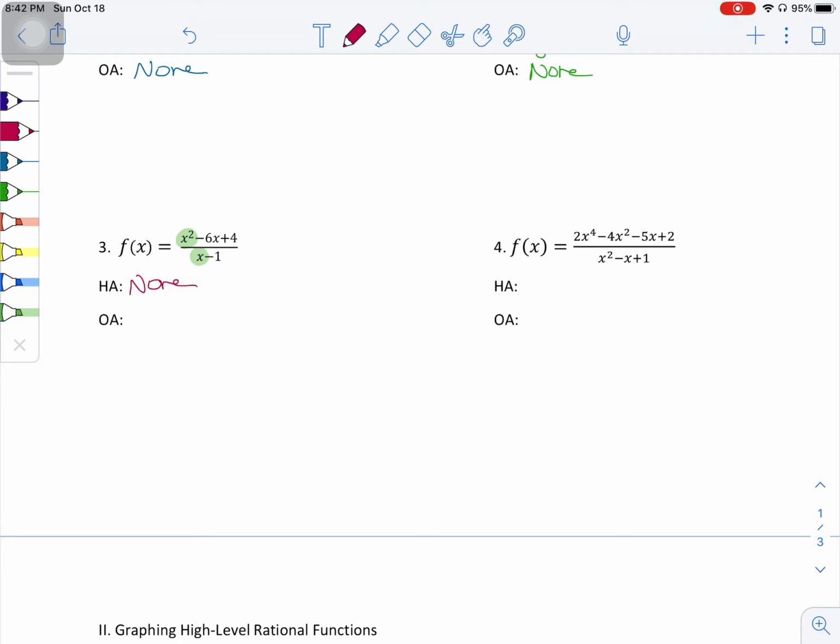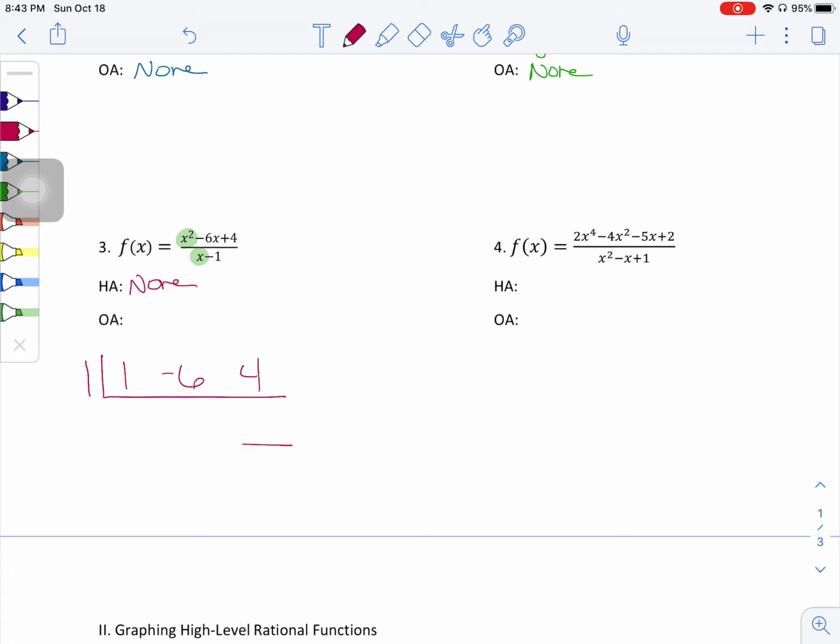To find the oblique asymptote, I am going to do synthetic division. So we have a denominator here of x minus 1, so I am going to use positive 1 for the synthetic division. And then I just want the coefficients of the numerator. So x squared is 1, x is negative 6, and my constant is 4.